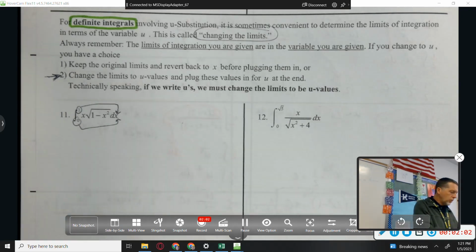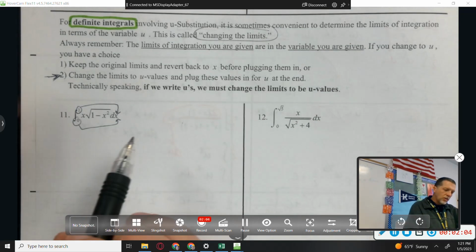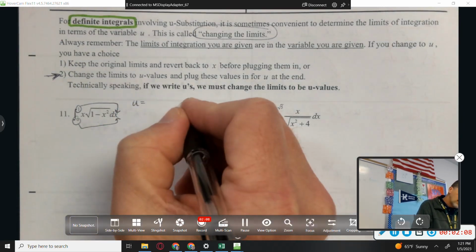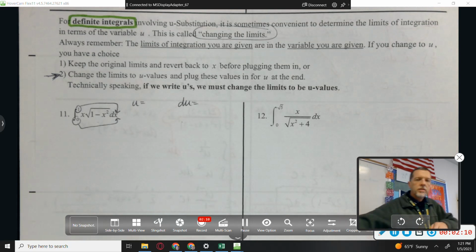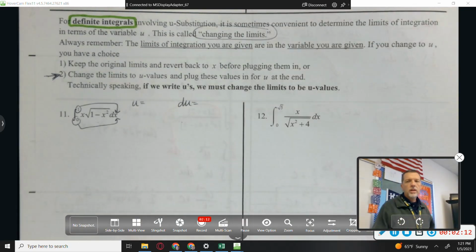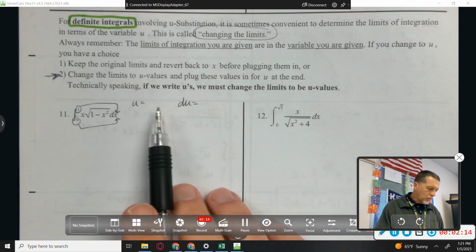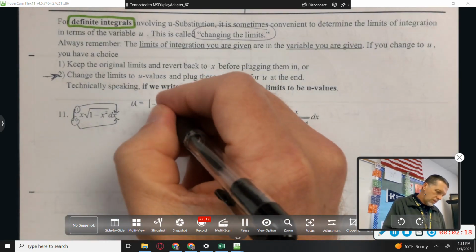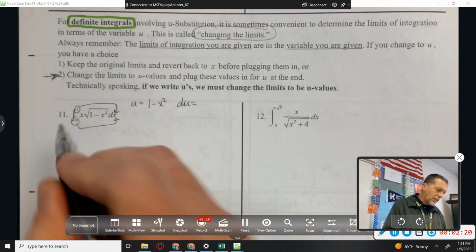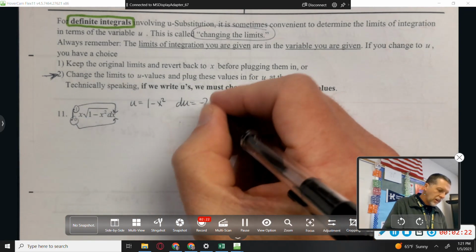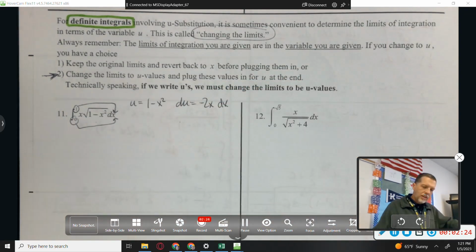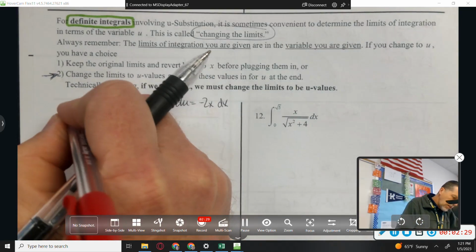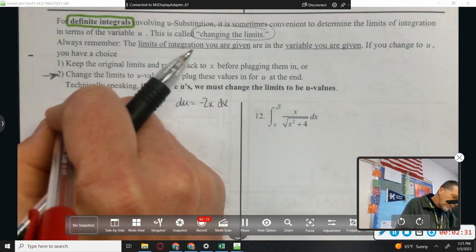All right, so number one. Job one is don't worry about the limits yet. Let's worry about the inside stuff. So U and du. Thoughts on what U should be? 1 minus x squared, because then du is kind of there. Negative 2x dx. So I need a negative 2 and a negative 1/2.